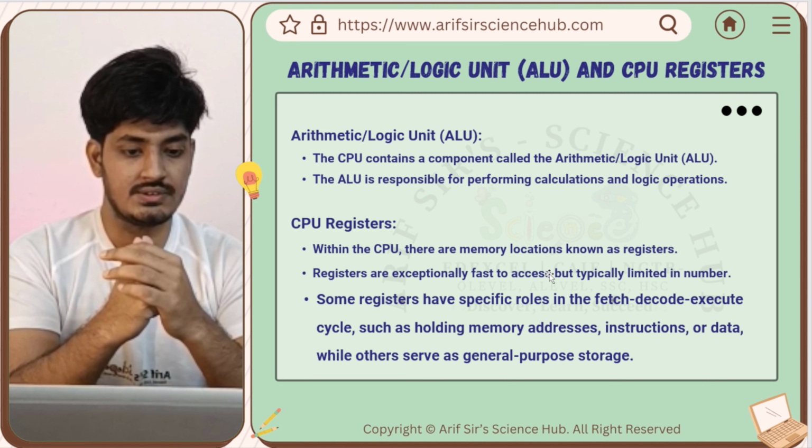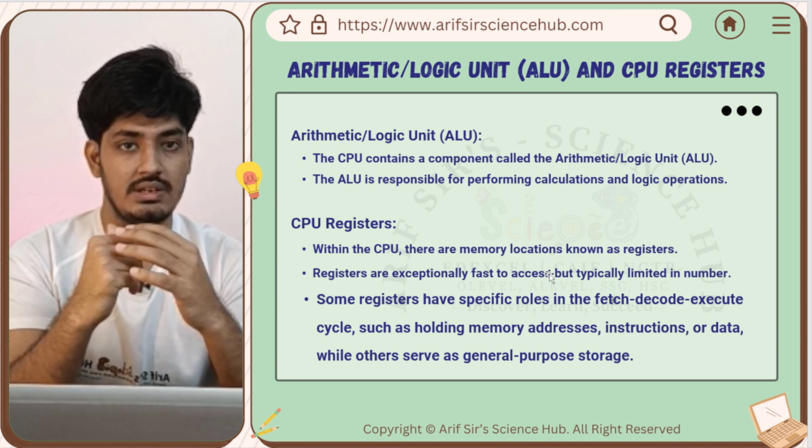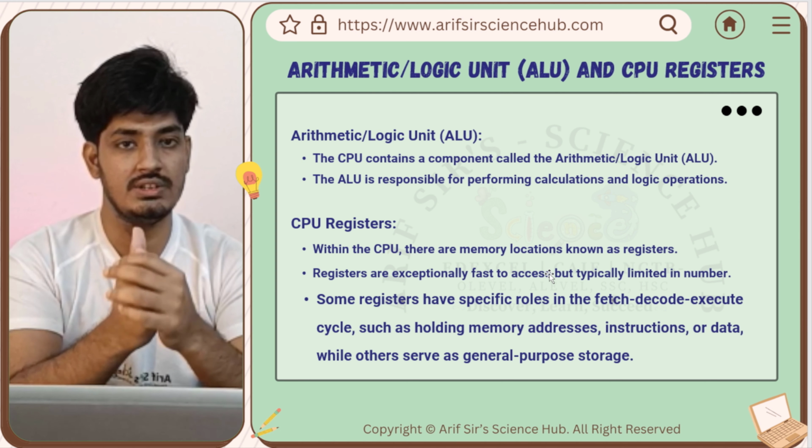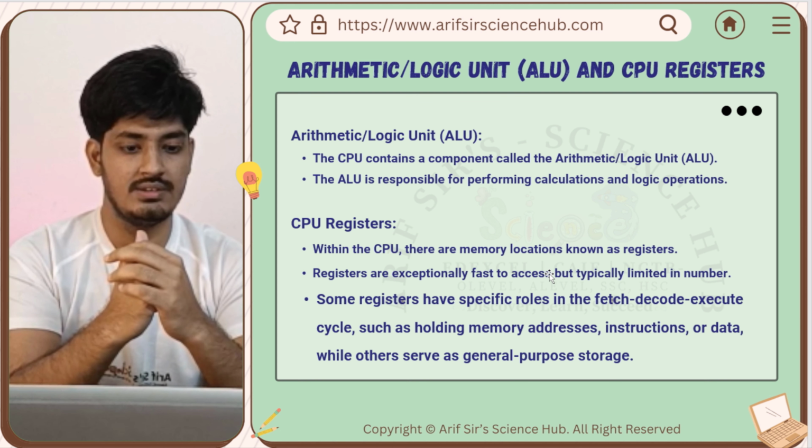The CPU register. You can see within the CPU there are memory locations known as registers. That means the registers are placed within the CPU, not outside the CPU. It will be placed inside the CPU. And registers are exceptionally fast to access, but typically limited in number. That means we have a small number of registers, not a lot.